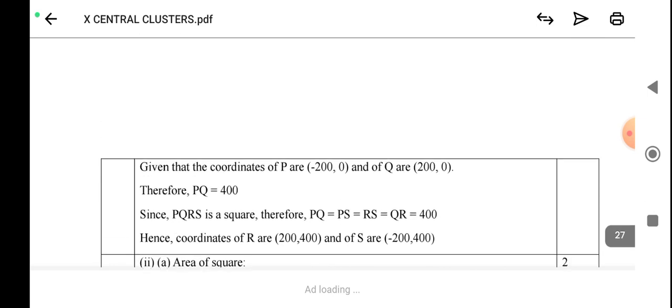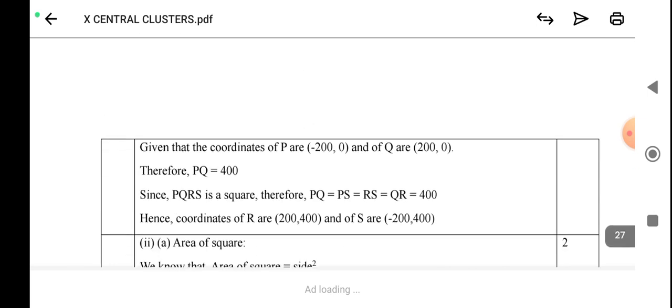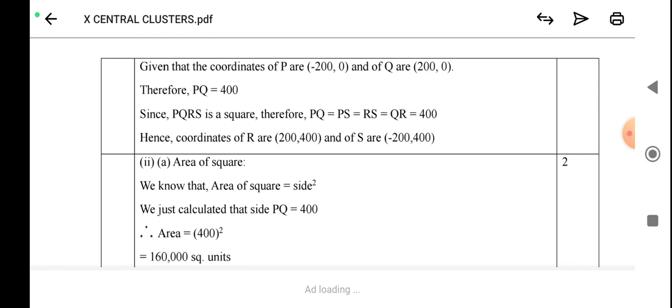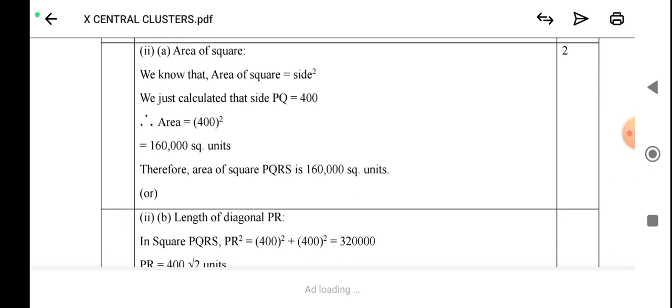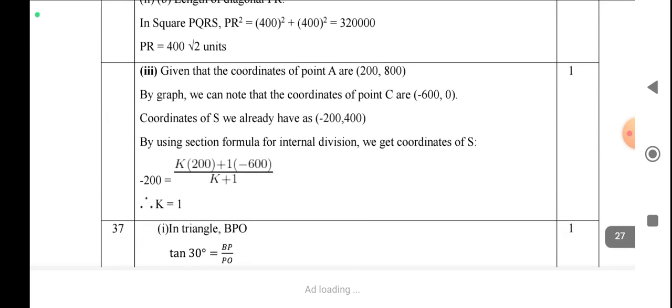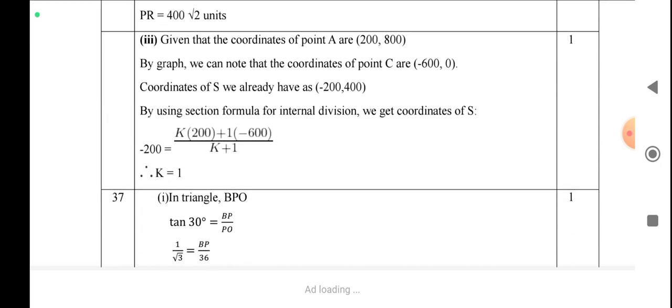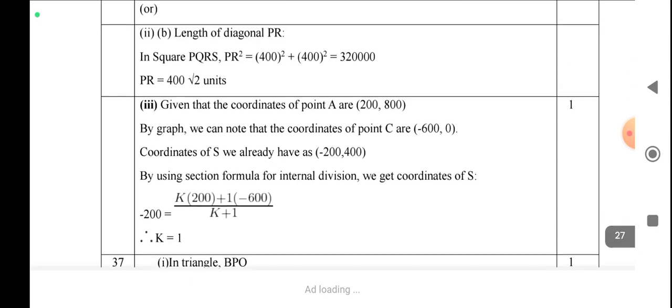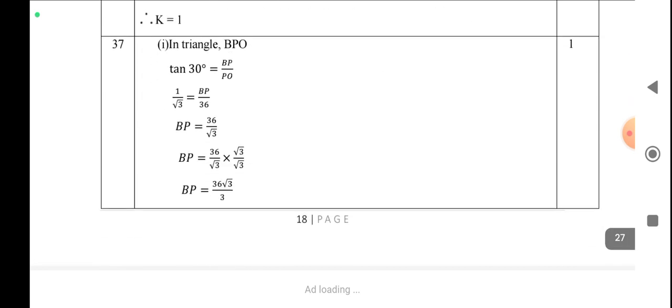My 36th question, I already said this is a board exam question. Board exam case study. Easy. Got the same answer. Check more. K equal to 1. Actually, the first two subdivisions are far easy. The third subdivision only has work, but that carries 1 mark. Then the 37th is application of trigonometry, children. Chapter 9. Go through it.